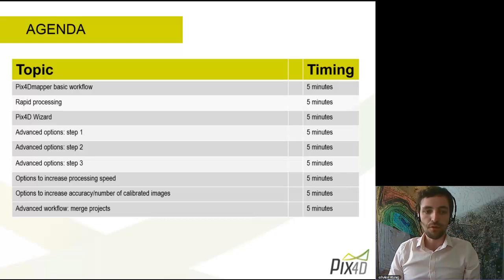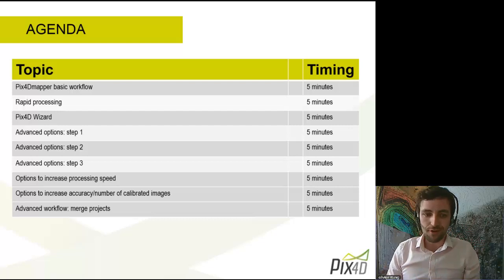And then I'm going to go into more detail about the Pix4D wizard, which is what you use when you create a project, and the options which are available to you. Then we will go slowly through each of the options for step 1, step 2, and step 3 of the processing, with a few examples there.